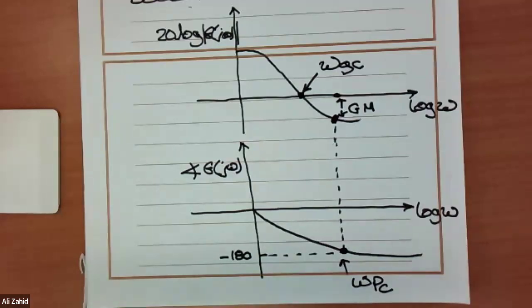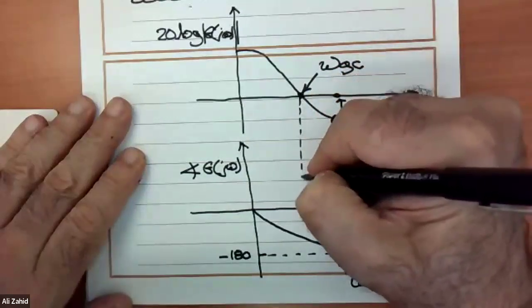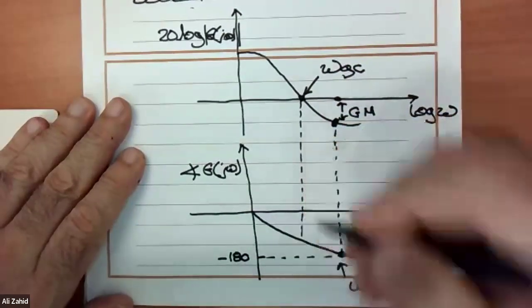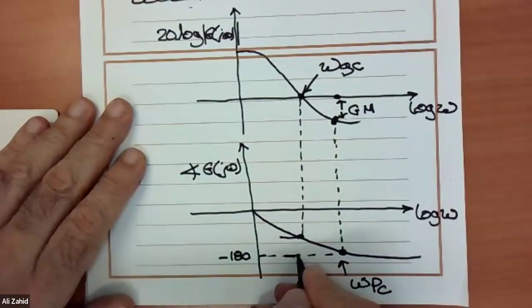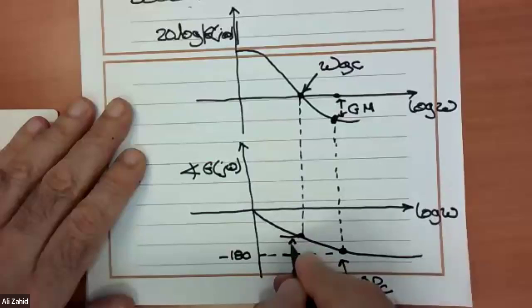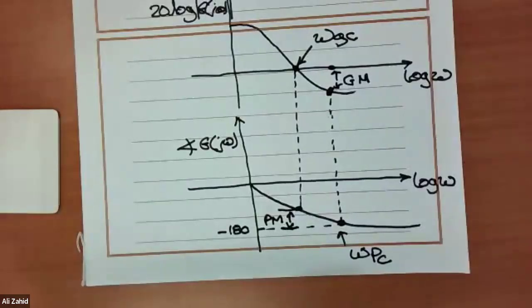Can you show me the phase margin in both plots? Do the same, but from the gain crossover go down until you get this phase. This is the phase margin. Did you get it?